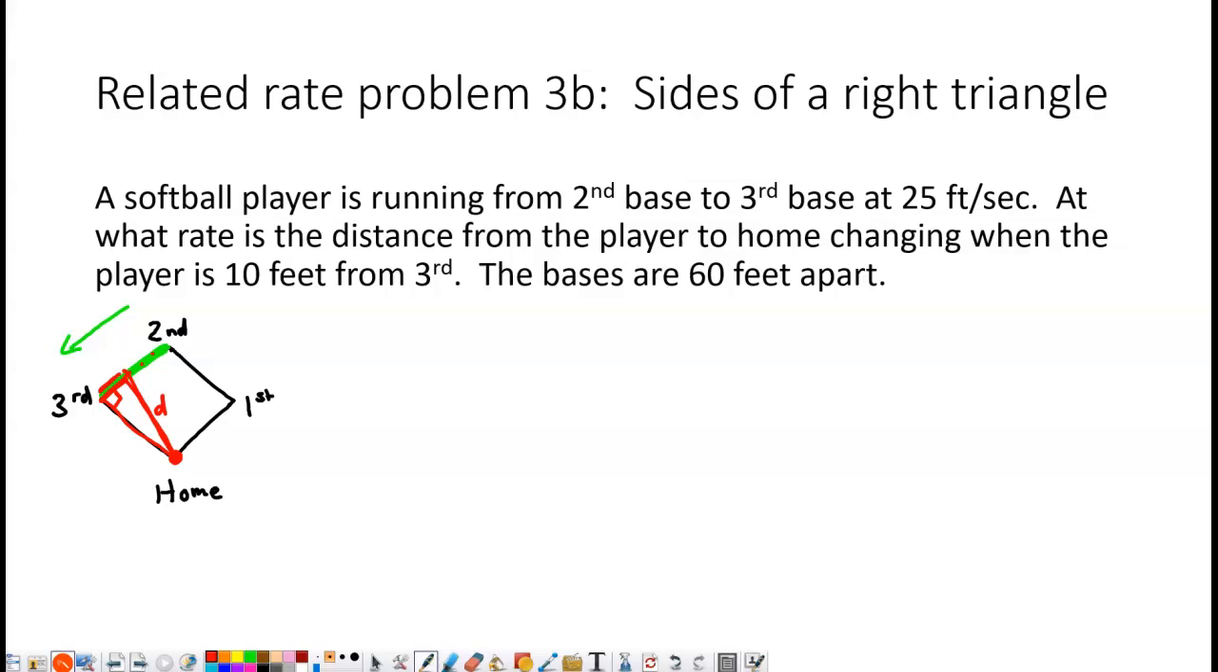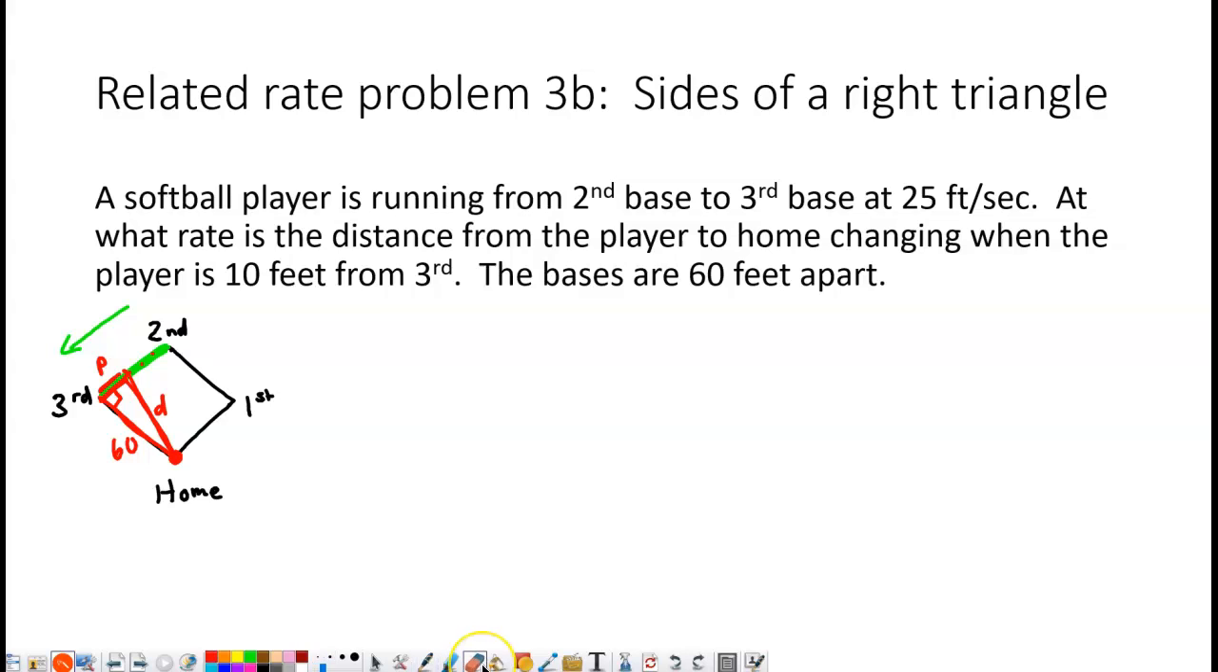It tells us that the bases are also 60 feet apart. So all of the baseball diamond's lengths are 60. So I know that this has to be 60. And then here we'll just put P for player. So the player's distance from third is constantly changing. The player's distance from home plate is constantly changing. But the distance from third to home is constant. That's always 60. So that's what my picture would look like.